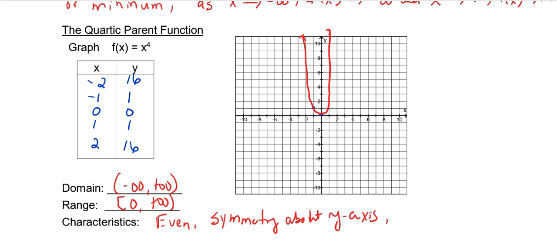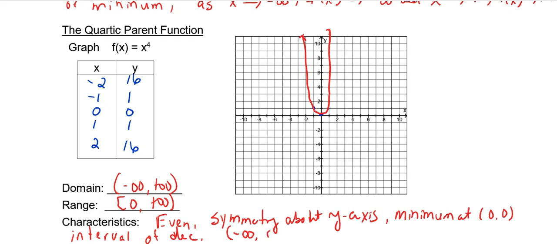Let's see, we have a minimum, an absolute minimum. It happens to occur at 0, 0. And unlike the cubic function, where we don't have any intervals of increase or decrease, everything in a cubic is all increasing, in a quartic, coming from negative infinity, our y values, as we go along the x's towards 0, are decreasing until we get to 0, and then at 0 it turns around, and it starts increasing again.